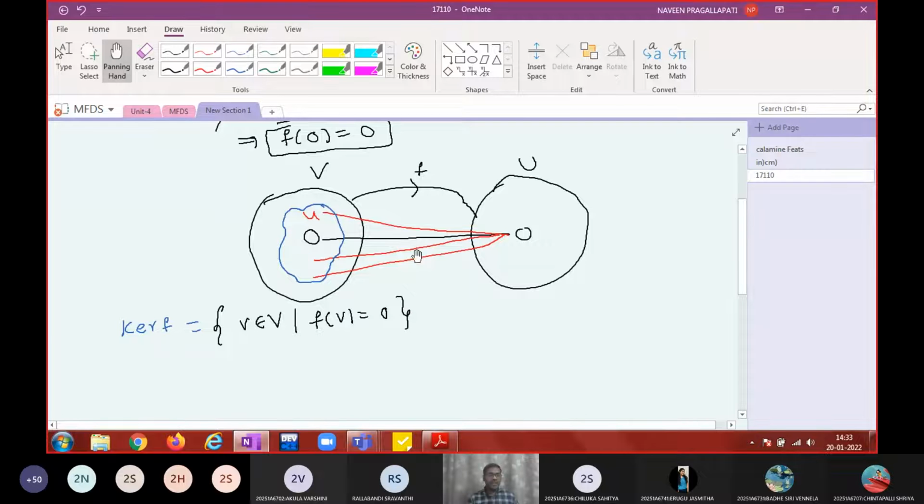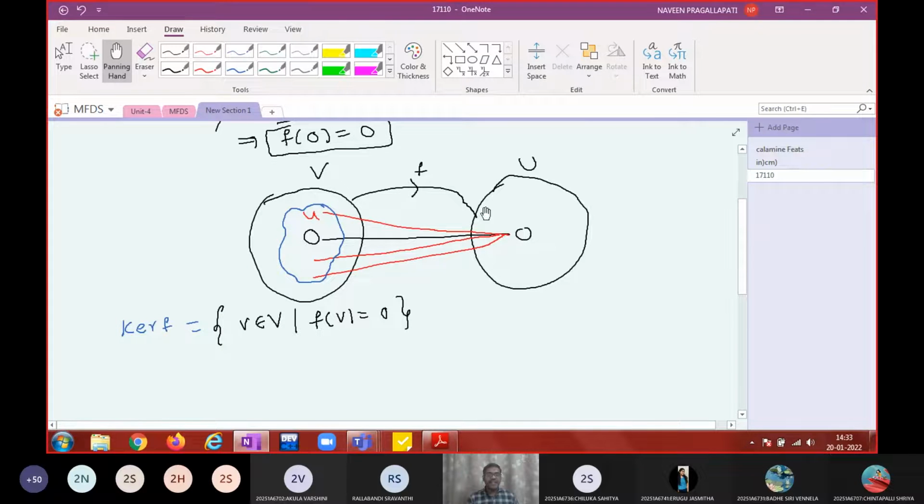Is this geometrically clear to you? What is kernel? Kernel is a set of elements of V which are mapped to 0. You collect the elements of V which are mapped to 0 in U. That collection is said to be the kernel. So kernel is a subset of V whose elements are mapped to 0.